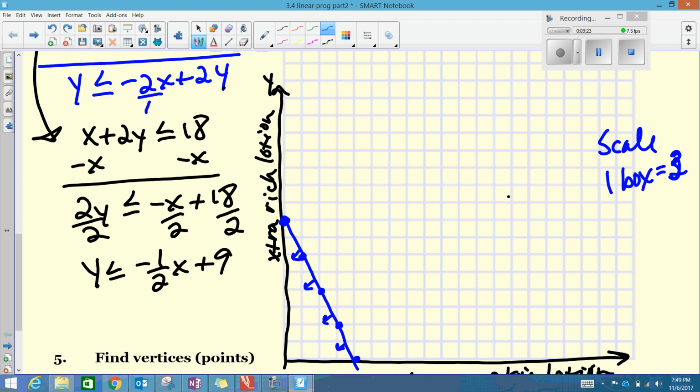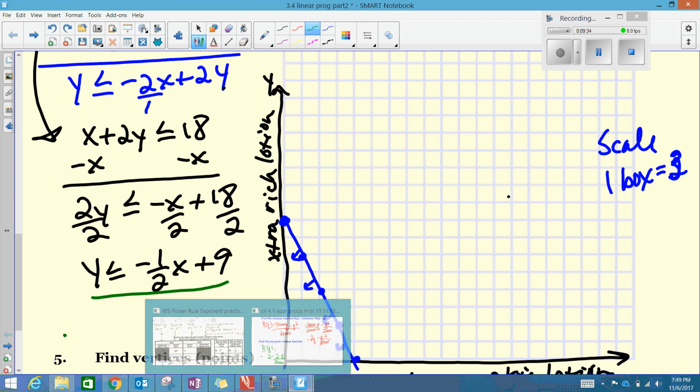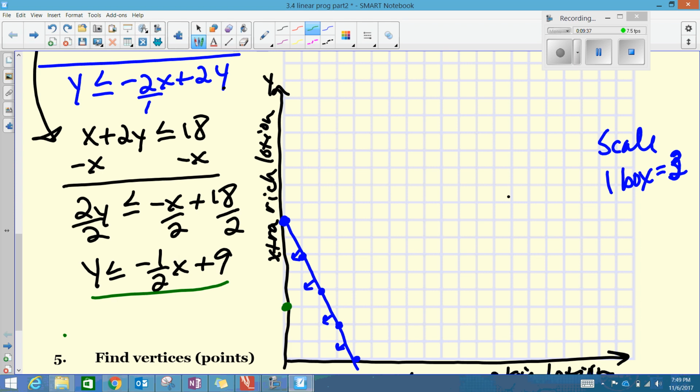Okay. So now I'm going to graph this one. I'm going to do this in green, just so it'll be clearer. So I'm going to go up 9. So again, I'm still counting by 3s. So I'm going to go up 3, 6, 9. So I'm going down 1 over 2, down 1 over 2, down 1 over 2, down 1 over 2. So I draw that line. It's kind of messy. And I'm going to shade below. And so that's one of my constraints.